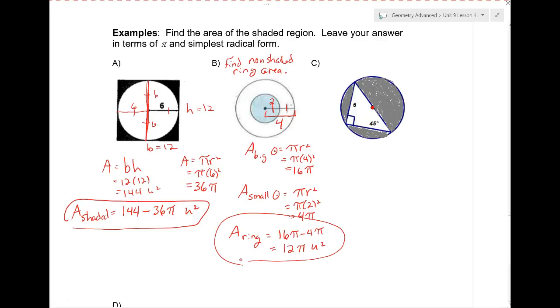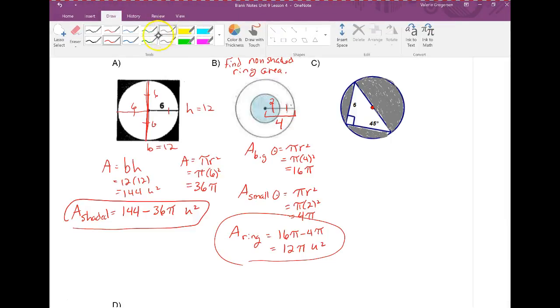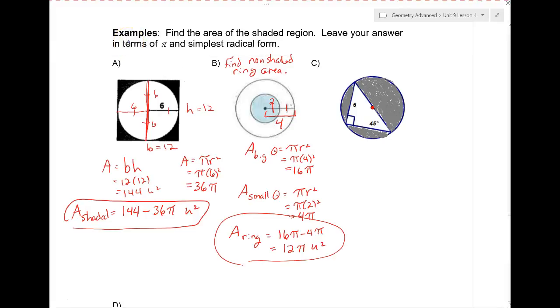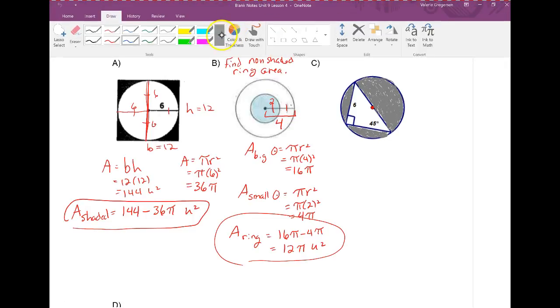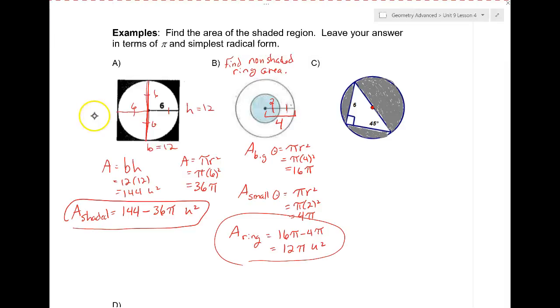Okay, so the next one could seem a little bit complicated, but I like this quite a bit. First of all, I'm looking at the shaded area, so it's the gray area here on the circle. What I would like to do is remove a triangle. Well, guys, what type of triangle is that? That's right, that is a 45, 45, 90. So what do we know about it?